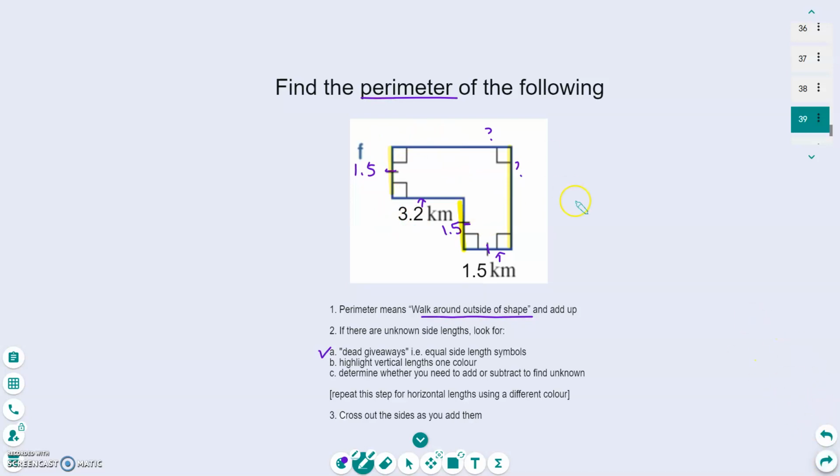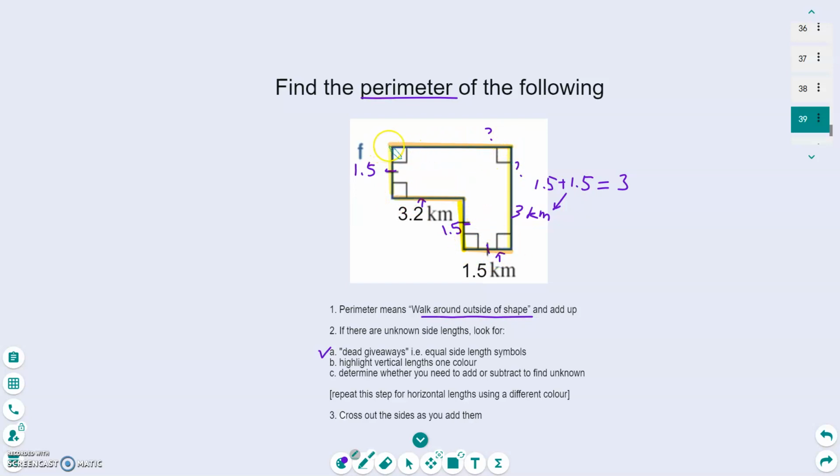Whoops, redo. So I'm going to do it. 1.5 plus 1.5 equals 3. It's just the sum. So I carefully label it in here. Carefully label the side length. All of our vertical side lengths are now known. Let's go to our horizontal side lengths that we can see.